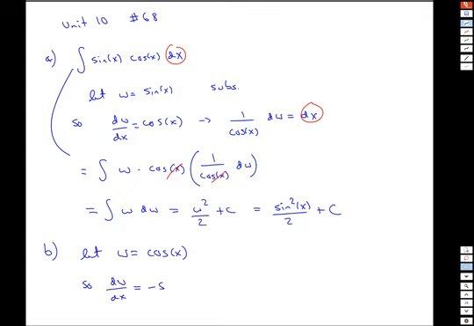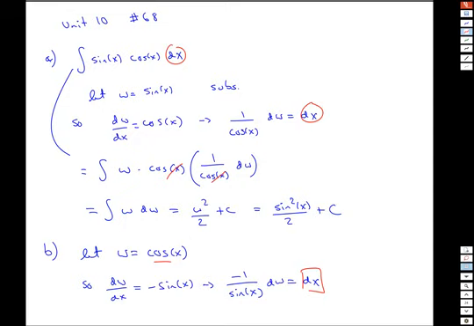The only difference is we get a negative sign creeping in here. So negative 1 over sine of x dw is equal to dx. So we have a new dx formula here. We also have a new w.